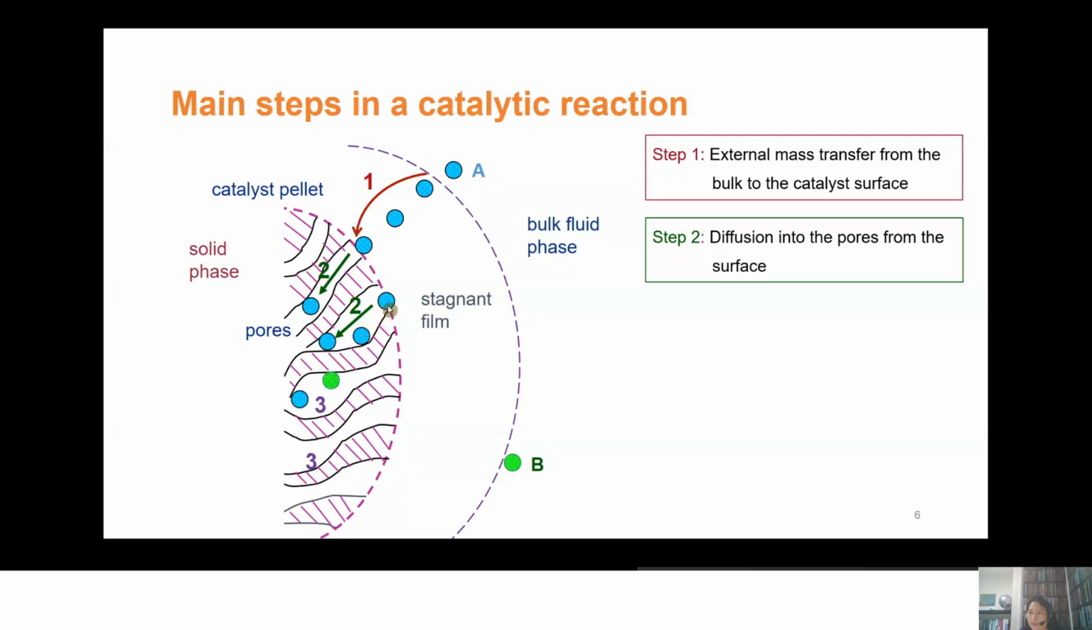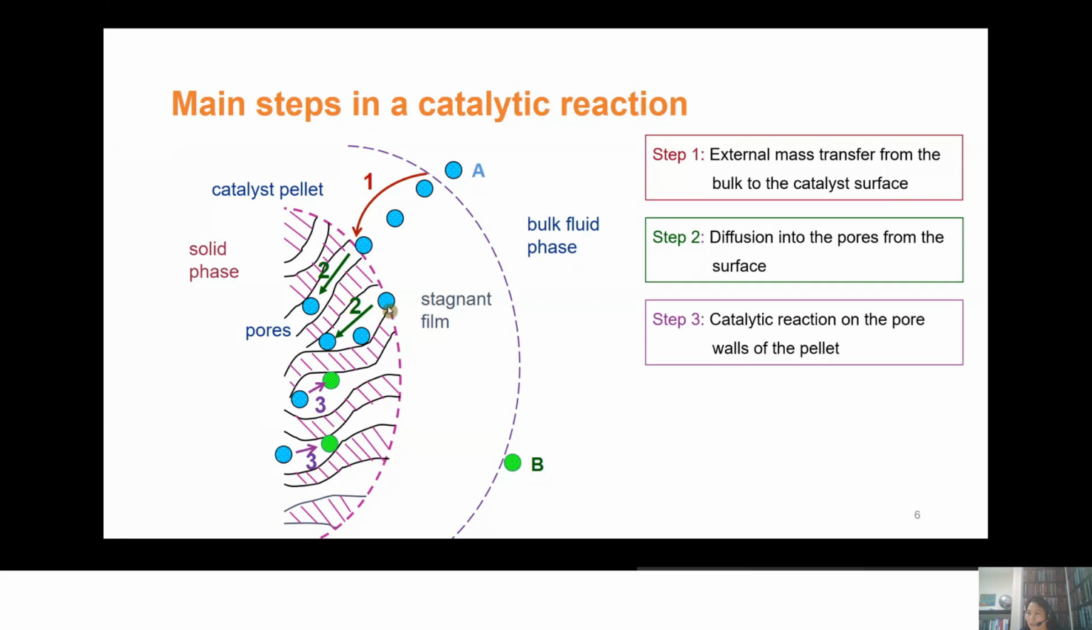And then step three. At any point in the pores, the species can react on the catalyst surface. In this lecture, we will just treat this reaction as a single step. So step three is reaction on an active site on a pore wall. In the advanced chemical reaction engineering module, we will break this down into further steps, but here we will keep it relatively simple, just a single step reaction. Now your reactant is converted to product B.